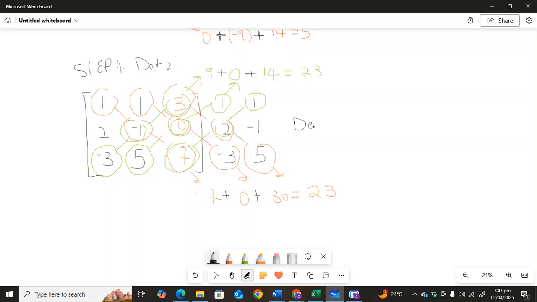Determinant for Z, leading diagonal, this one at the bottom, 23, minus, hold on, minus 23. So 23 minus 23, what do we get? 0. Okay, so that's our determinant for Z.